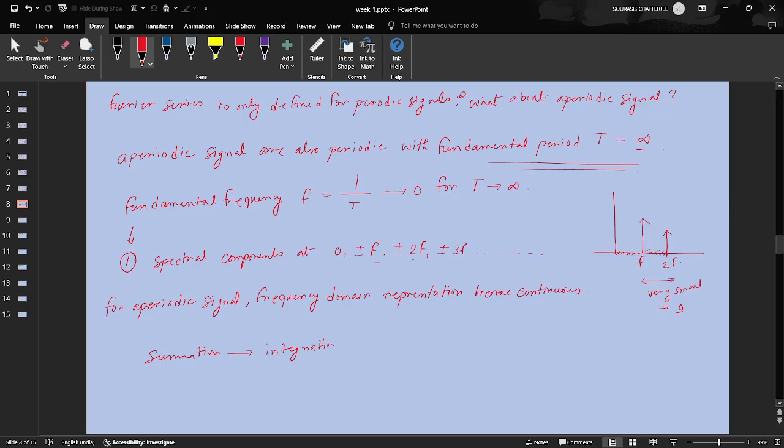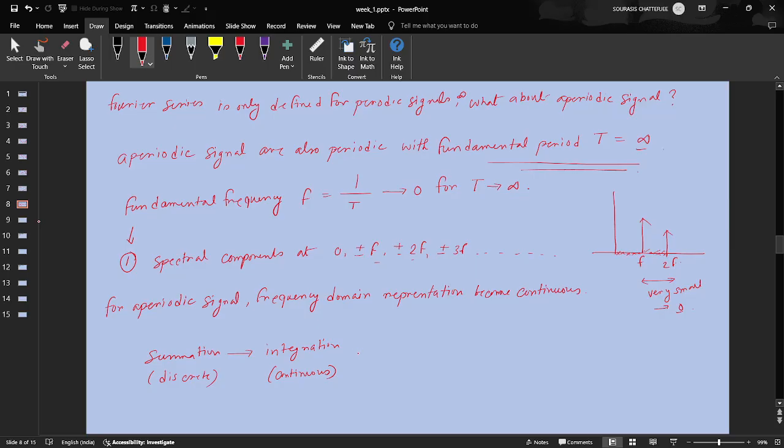Why is that? Because summation is valid when you have a discrete function, but when the gap between the discrete points becomes infinitesimally small, your function becomes continuous. So the frequency domain representation of an aperiodic signal became continuous. Now the summation will become integration.